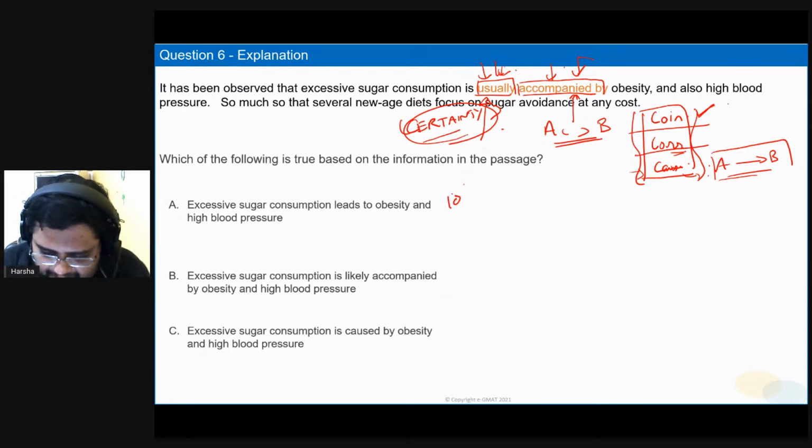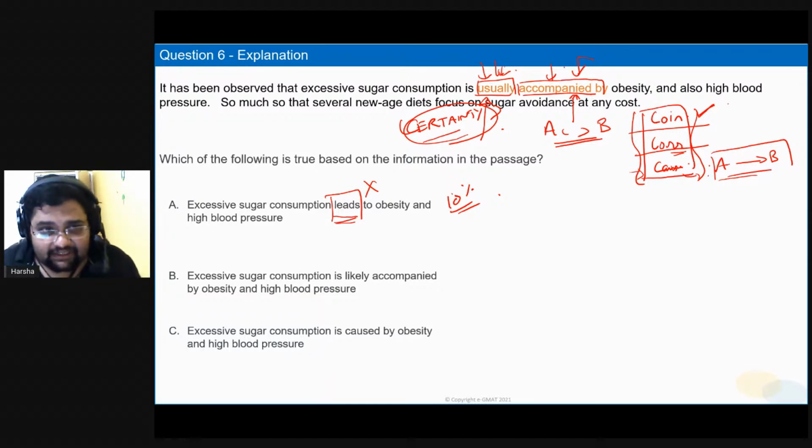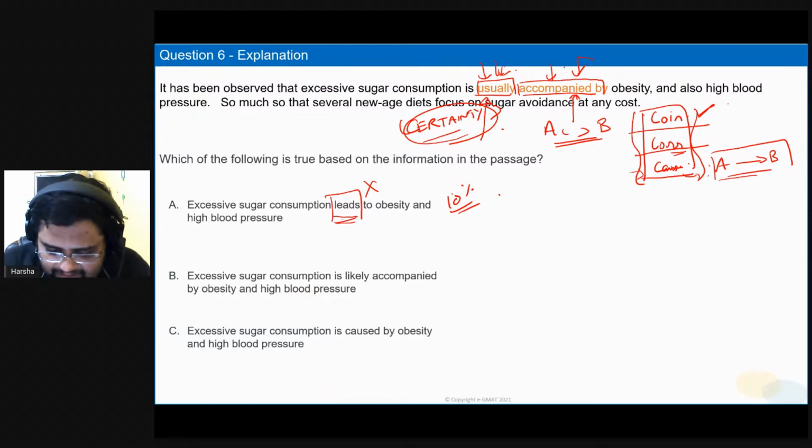10% of you chose option A, but why is option A not the correct answer? Can you say with certainty that excessive sugar consumption leads to obesity and high blood pressure? The answer is no. Accompanied by does not imply certainty. You cannot definitely say that high sugar consumption leads to obesity and blood pressure. That's why option A is wrong.